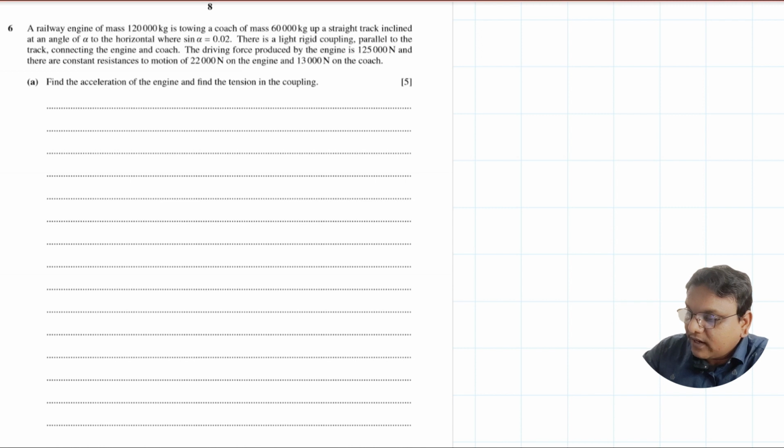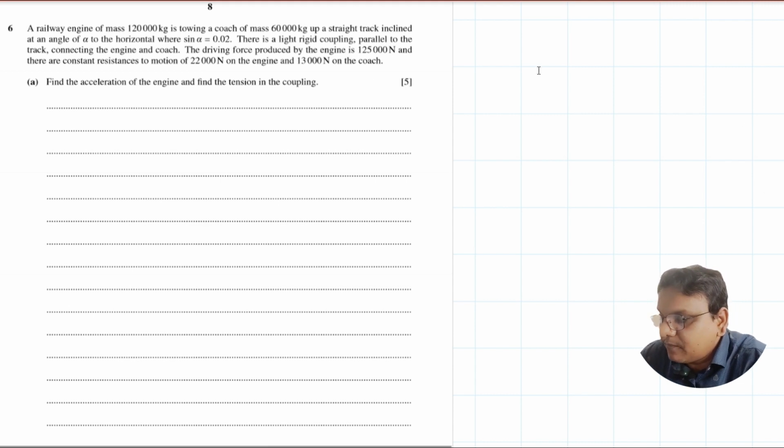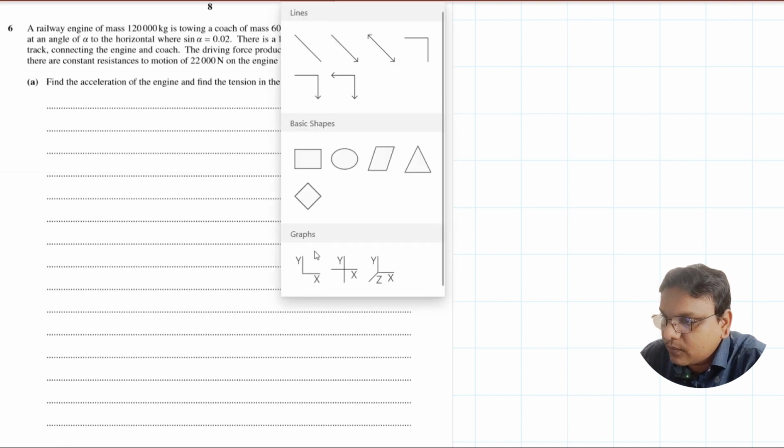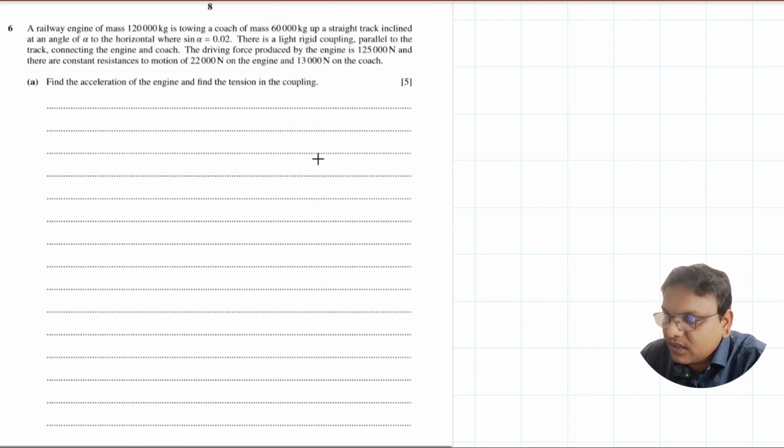Okay. So as I told you already, always try to draw a rough figure, a rough diagram, so that it will be easy to understand. So let me draw one inclined plane. I'm drawing your inclined plane here like this, and one line I will take.